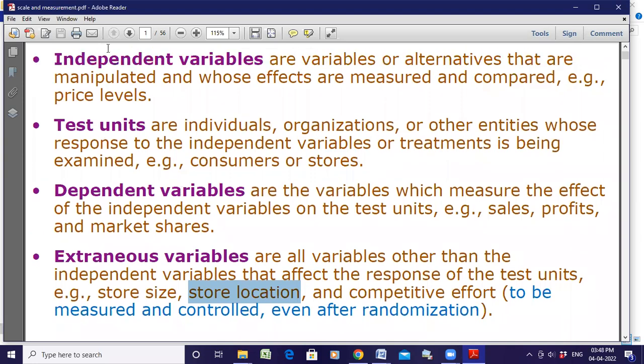Okay, so the independent variable we manipulated, then some effect comes on some dependent variables, right, and these effects will be measured from the test units, and the variables which will affect the response of the test unit, like the store size and the location of the store, okay. So these things are known as extraneous variables. You should have a very clear idea on this independent variable, dependent variable, extraneous. They are not the same, okay, and test units, of course.